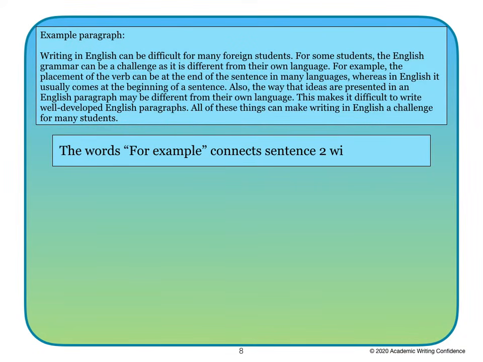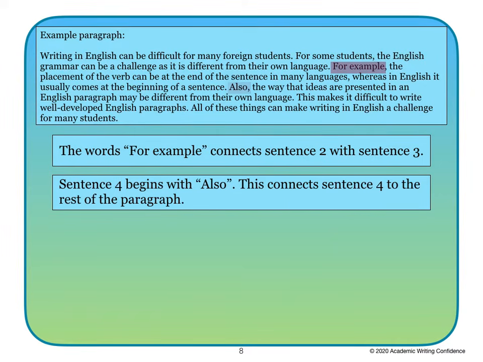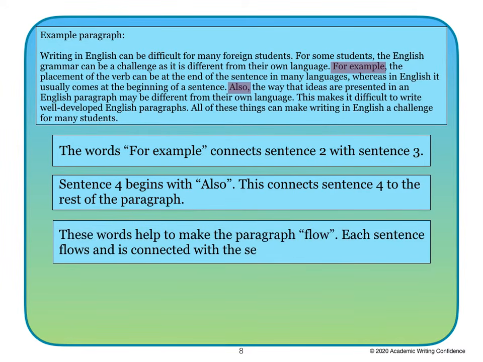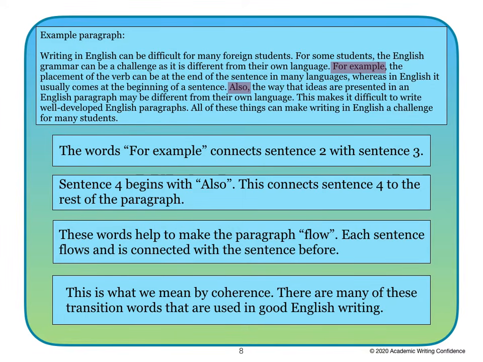You can see that the words "for example" connect sentence 2 with sentence 3. Sentence 4 begins with the word "also." This connects sentence 4 to the rest of the paragraph. These words help to make the paragraph flow. Each sentence flows and is connected with the sentence before. This is what we mean by coherence.